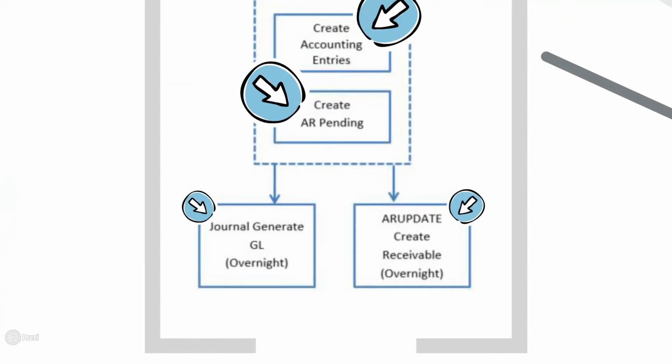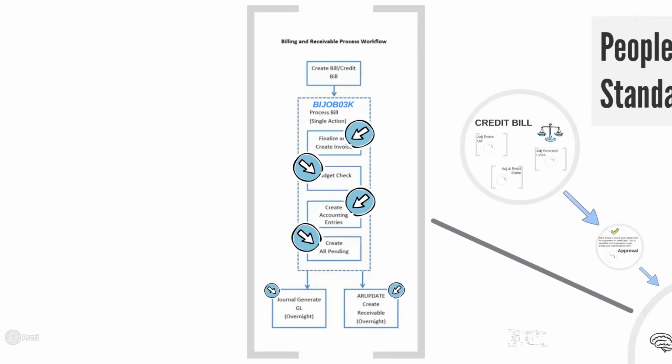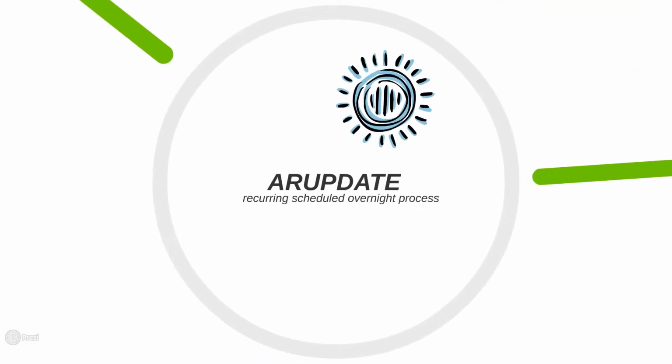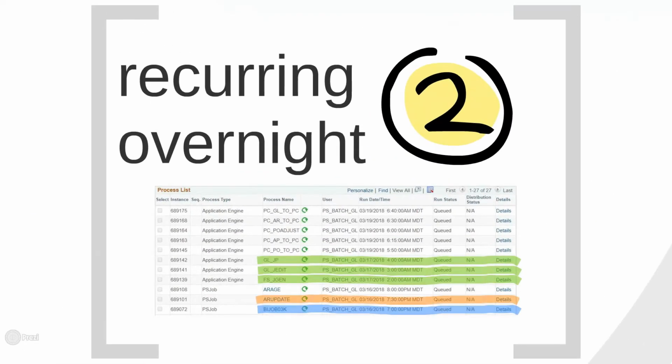The next piece to this is the AR update. So it creates the receivable, the AR pending item. The receivable and AR pending item are kind of synonymous at this point. So this is a process that's scheduled to run overnight as well. Here it is here at 7:30 every evening it will run. So right after the BI job 03K runs, so after we create all of the invoices in the system, the AR update then runs, and it will create the AR pending item in the system.